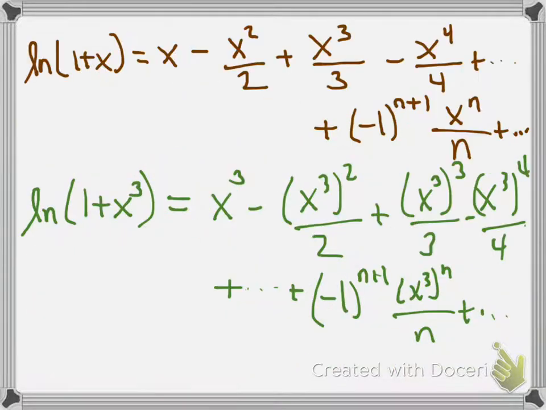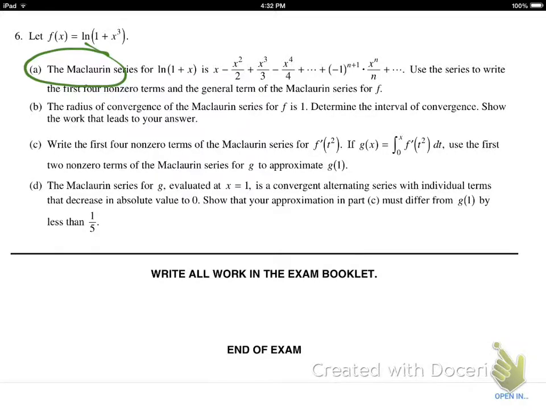All right, let's go look at part C. Now for part C, write the first 4 non-zero terms for the Maclaurin series for f prime of t squared. And then if g of x is the definite integral from 0 to x of f prime of t squared with respect to t, use the first 2 non-zero terms of the Maclaurin series for g to approximate g of 1.